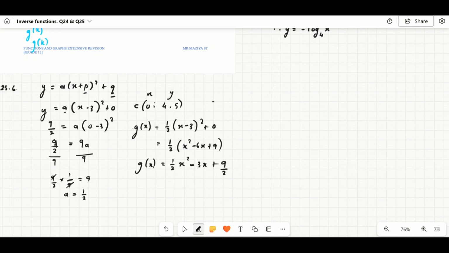Because the sigma notation wants me to find g of k. They just changed the variable. So g of k, where there is x, I put k. So this is half k squared minus 3k and then plus 9 over 2.